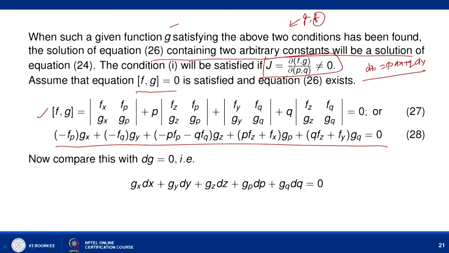So, here we simplify this bracket fg equal to 0 in a way such that we write it in terms of coefficients of gx, gy, gz, gp and gq. And now let us compare this equation number 28 with the following thing, that dz equal to 0. Here you have g(x, y, z, p, q) equal to a.